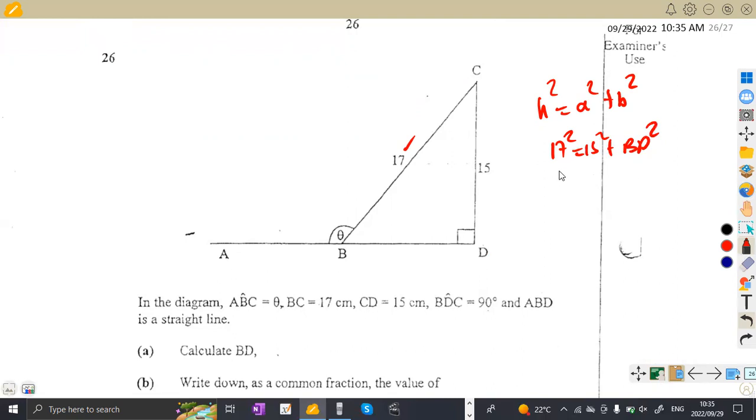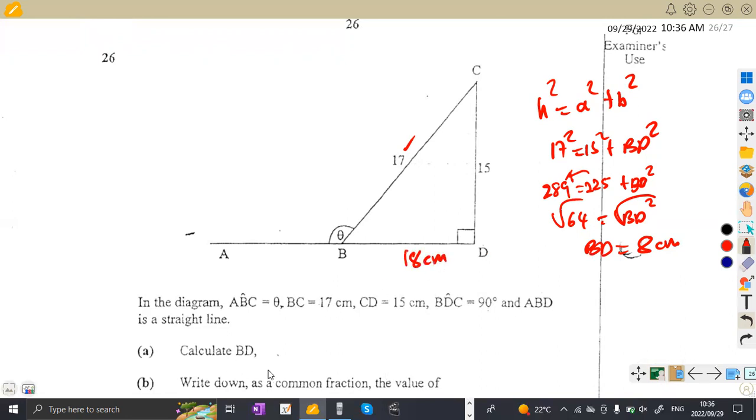Which is equal to 225 here plus BD squared. So if we are to transpose here, it's going to be 289 minus 225, which is 64. So 64 is equal to BD squared. Then you can find your square root. So BD is 8 centimeters, square root of that. So I've got BD, which is 8 centimeters.